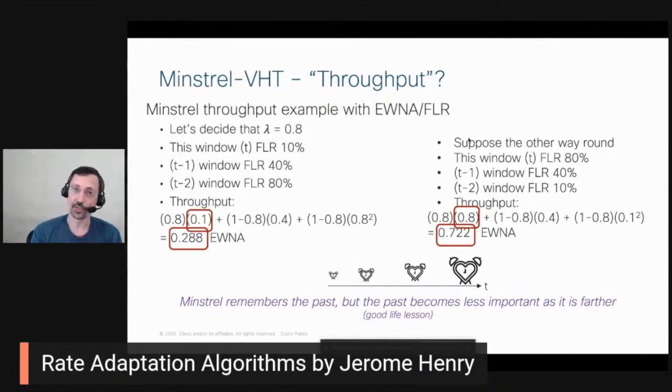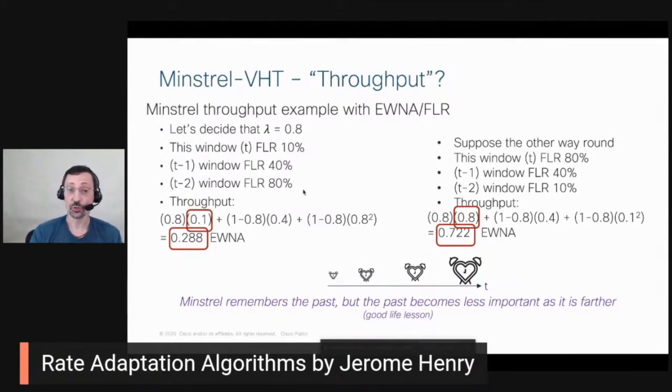So for that data rate, in the current window where you're trying the sampling window, your loss rate is about 10%, on the left side. And then in the previous sampling window, your loss rate for this one was 40%. And let's say 2 windows ago, it was 80%. So it's good now, you have only 10% losses. It was kind of bad before and super bad even before. And that's a few hundred milliseconds ago. So how good is that rate for you?